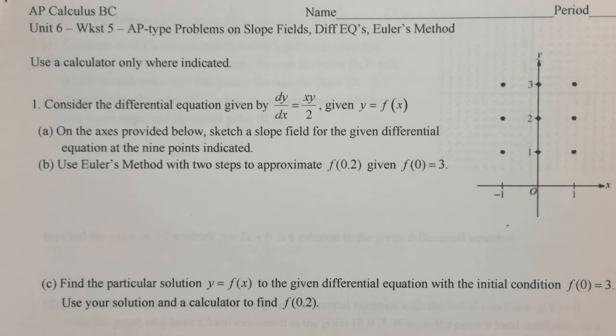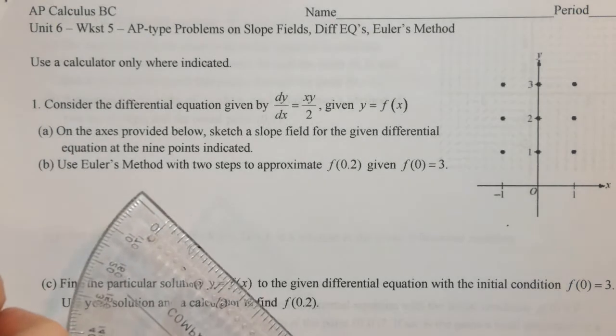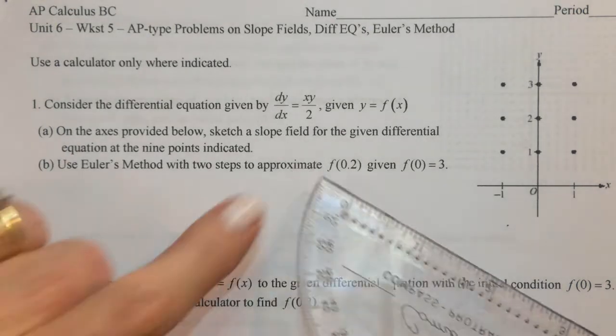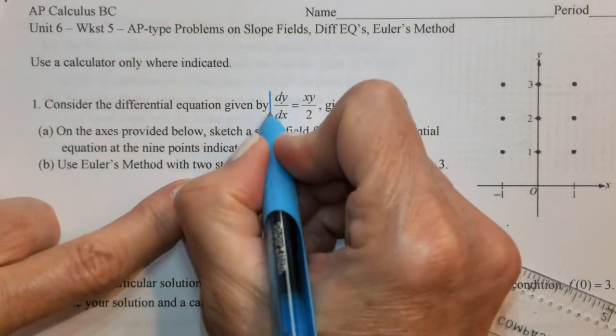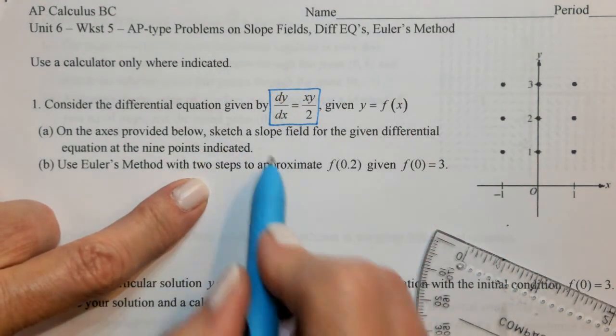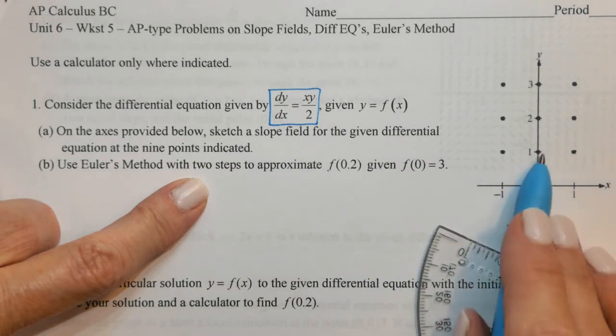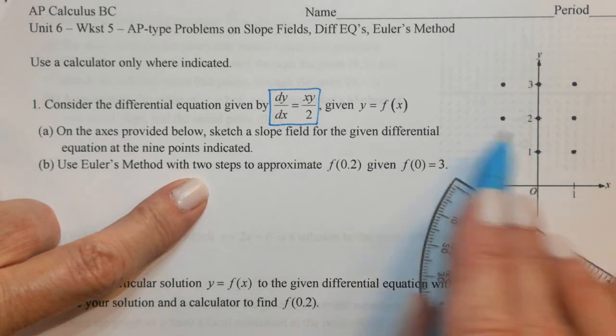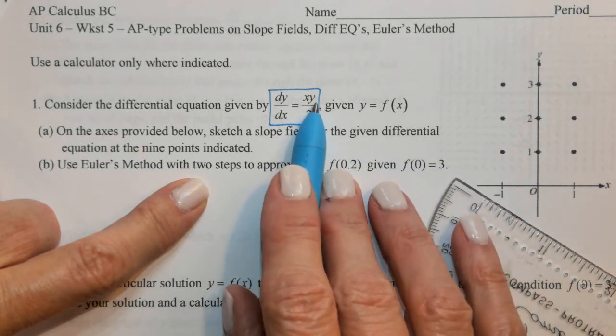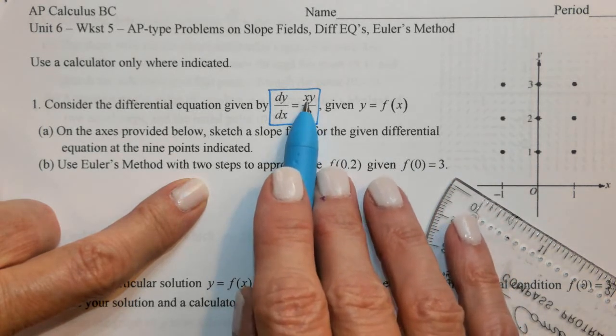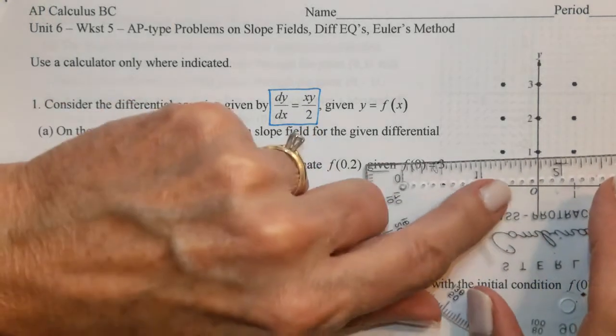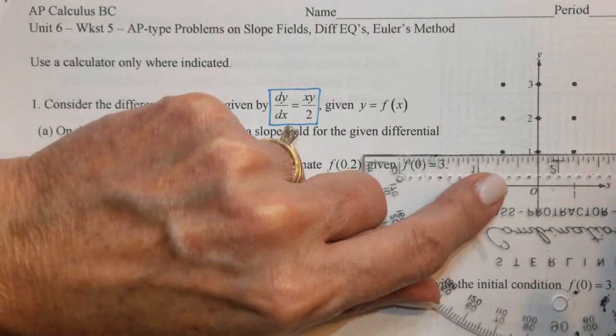All right. So in number 1, we see in FRQ, part A, we are sketching the slope field on the 9 indicated points. So I'm grabbing my straight edge and something to write with here, and here's our differential equation that gives the slopes. I'm going to start with the point (0, 1). When x is 0 or when y is 0, the slope is going to be 0. So on the axes, the slope is always 0.